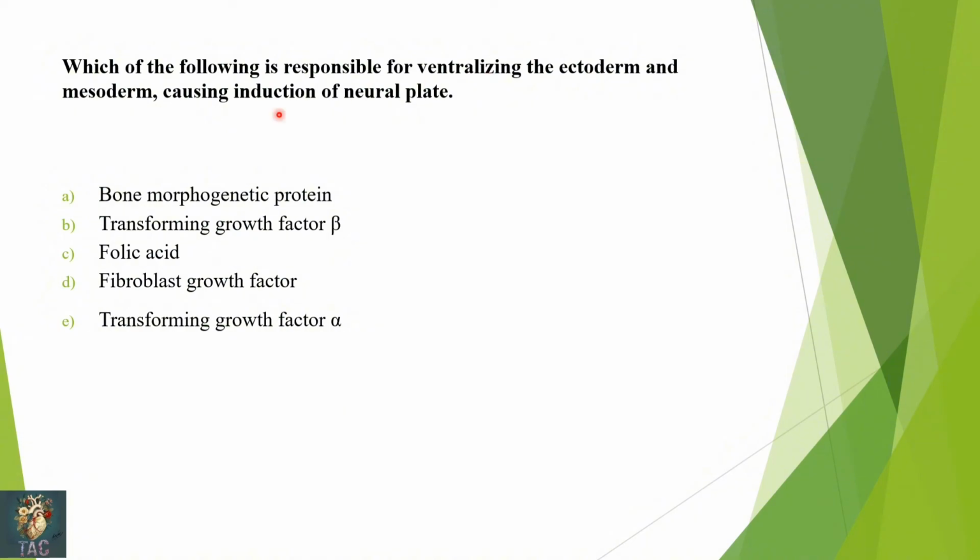So different factors are responsible for this, that is bone morphogenetic protein, transforming growth factor beta, folic acid, fibroblast growth factor, and transforming growth factor alpha. So the correct answer to this question is transforming growth factor beta, which is responsible for ventralizing the ectoderm to form the neural plate.